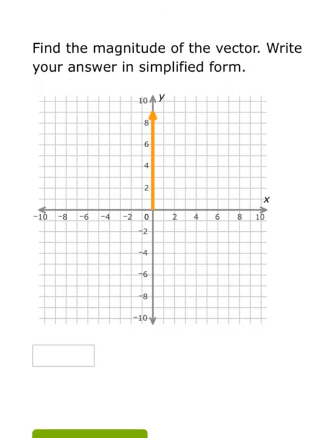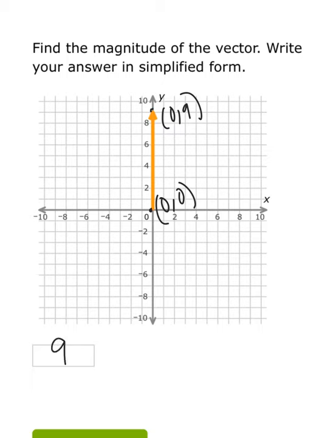So let's take a look at one of your IXL examples. It says find the magnitude of the vector. Write your answer in simplified form. Well, these are pretty easy and you don't actually need the distance formula because you can just count the units of magnitude or length of the vector. I can tell that it starts at 0, 0 and ends at 0, 9. So this vector is a total of 9 units.